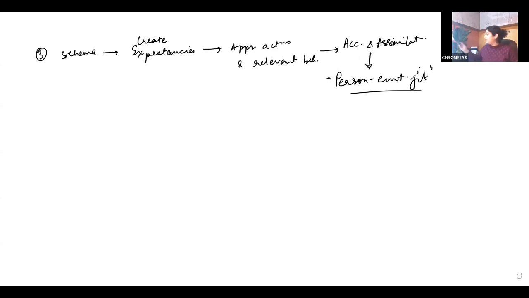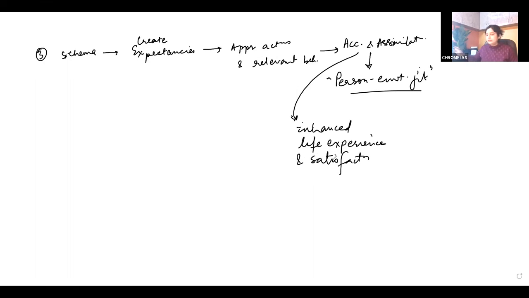So you can very well write that before person environment fit, assimilation and accommodation will lead to what? Enhanced life experiences and satisfaction, and that will lead to further person environment fit. Right? Look, this is the creativity that you can add on. I'm just giving you the direction to think. Right? Try to use all these words wherever the opportunity comes.